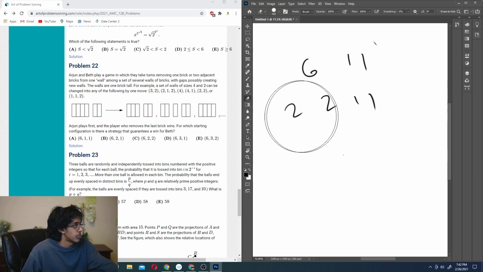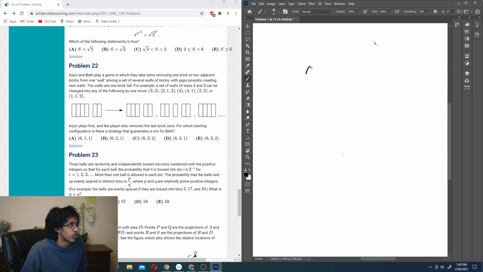Okay, so 6-1-1 is not the answer. Then 6-2-1, you could try, but there's no way to make it symmetrical, because you would have to break this up into a 1 and a 2, which is not possible because you can only take 1 or 2. But let's just make sure we can eliminate the rest of them.